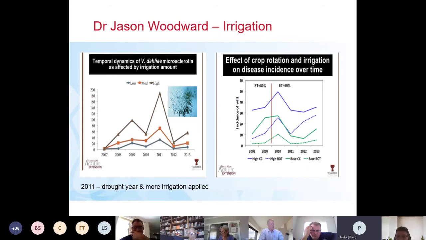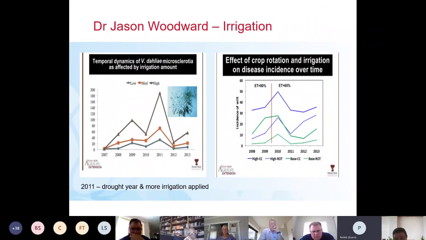Further work by Jason was looking where they were trying to keep up the evapotranspiration by 80%, but that only went up to 2009. And in 2010, they were keeping with 60% of the water requirements and looking at the actual incidence of verticillium, not the inoculum level. We've got high water, and this is cotton, lower high water with a rotation, baseline cotton, and baseline rotation.